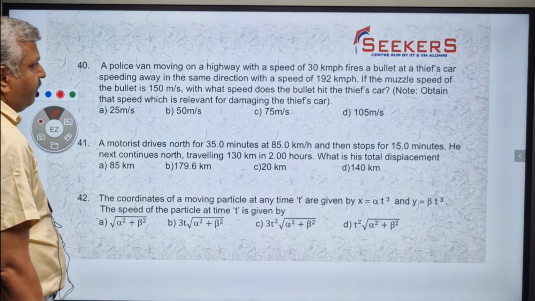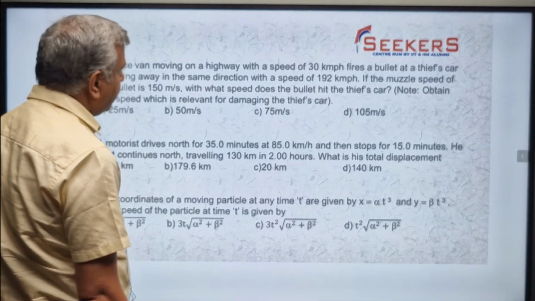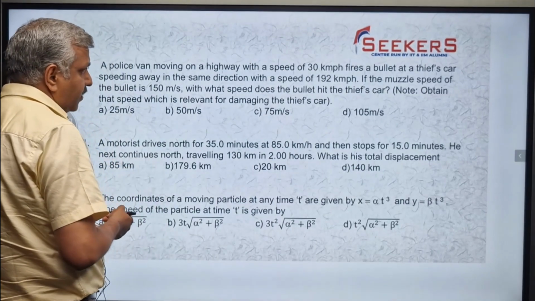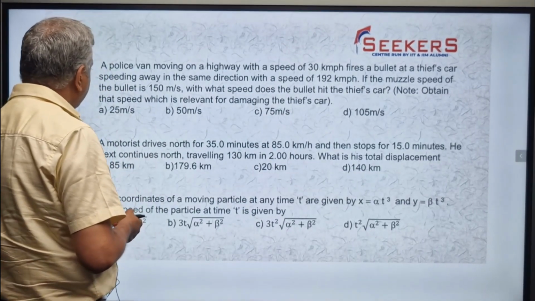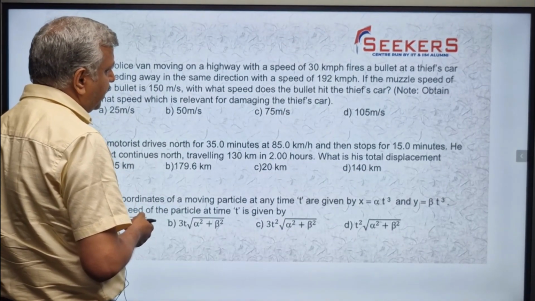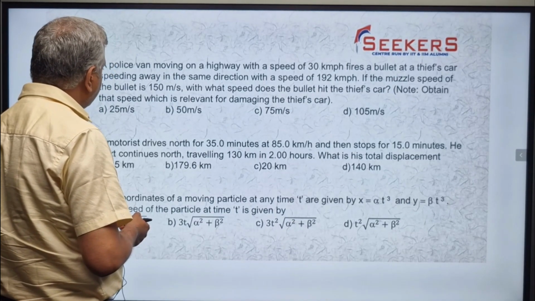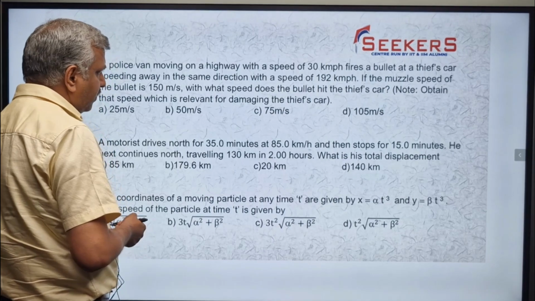A policeman moving on a highway with a speed of 30 fires a bullet at a thief's car speeding away in the same direction with a speed of 192 kmph. If the muzzle speed of the bullet is this, with what speed does the bullet hit the thief's car? Note, obtain that speed which is relevant for damaging the thief's car.